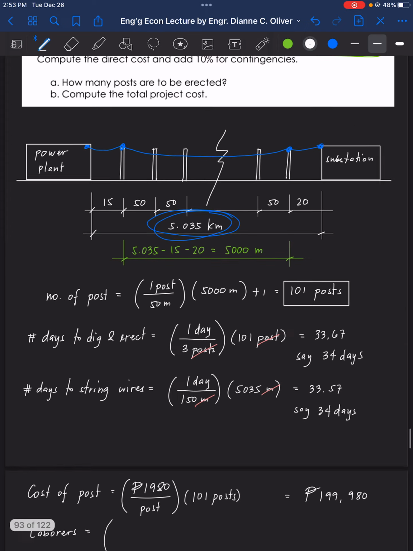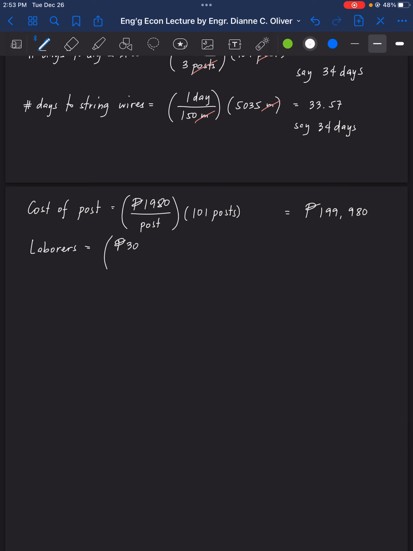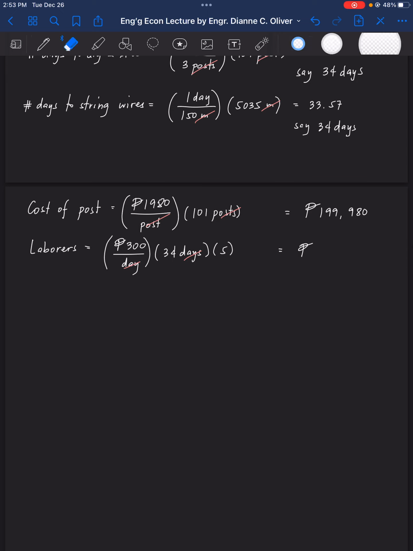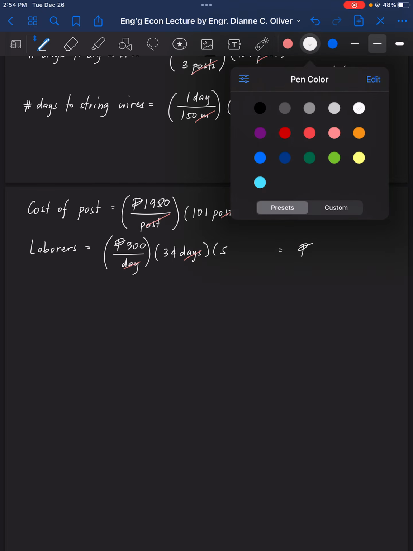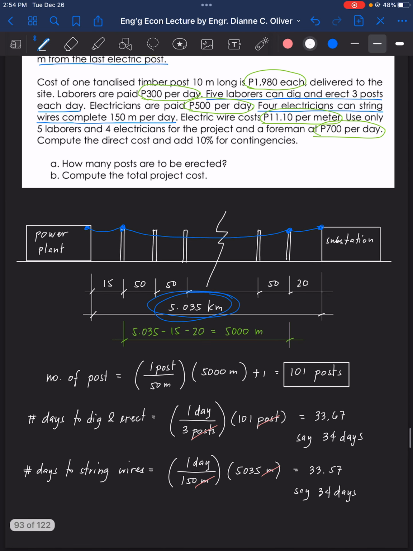Next is the laborers. For the laborers, they are paid 300 pesos per day, and you will need 5 laborers to dig and erect 3 posts. So 300 per day. Then how many days? 34 days. How many laborers do you need? 5 laborers. Cancel day, cancel post. So 51,000 pesos.